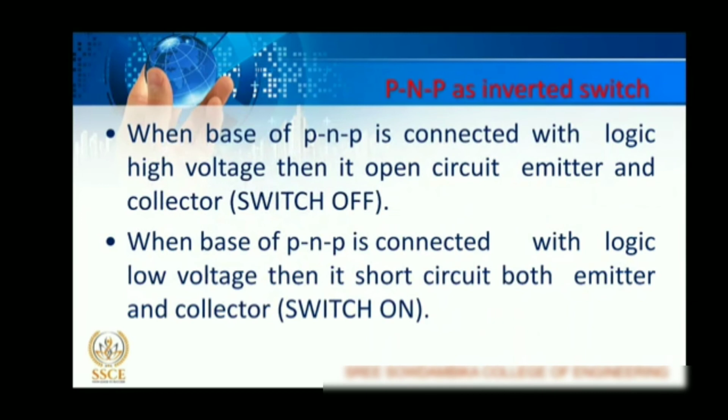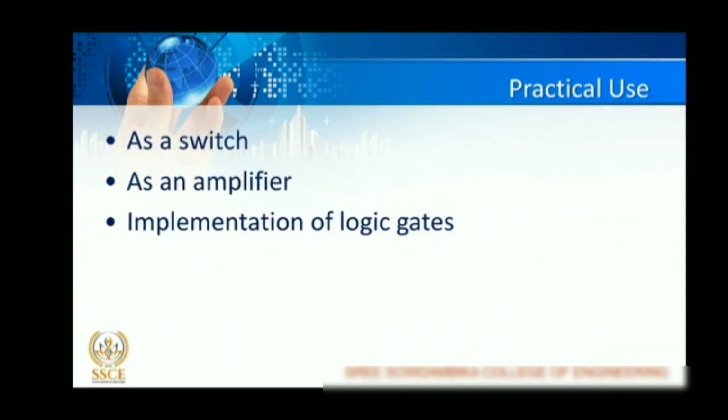Next one, the PNP transistor, works as an inverter switch. What does inverter switch mean? It works vice versa of the NPN transistor. When we give a large amount of current or large voltage to the base, it will not conduct, so the switch is in off condition. But in an NPN transistor, if we give large voltage to the base, it will conduct current from emitter to collector. In a PNP transistor, if we give logic low voltage to the base, it will conduct current between emitter and collector.